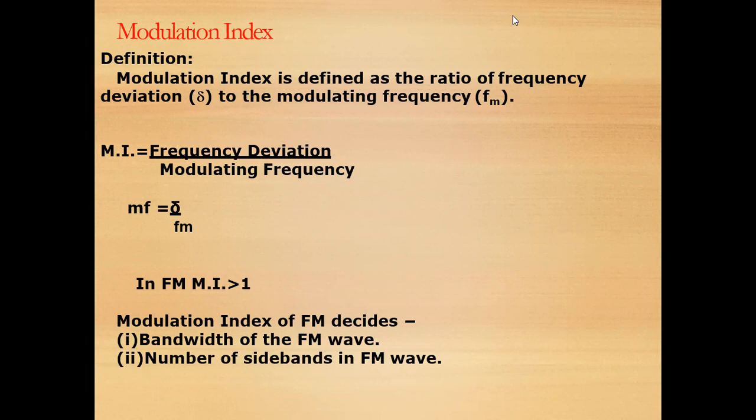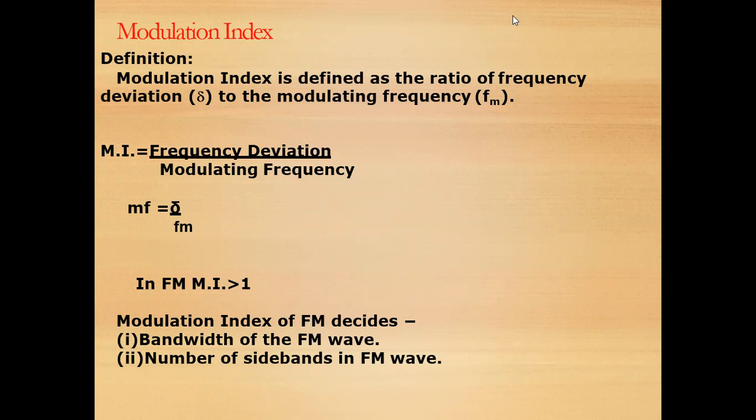As we have seen in amplitude modulation, the modulation index gives the depth of modulation. The same thing applies to FM also; we will have our modulation index. Here we represent the modulation index with mf, where the definition of modulation index is the frequency deviation to the modulating frequency.